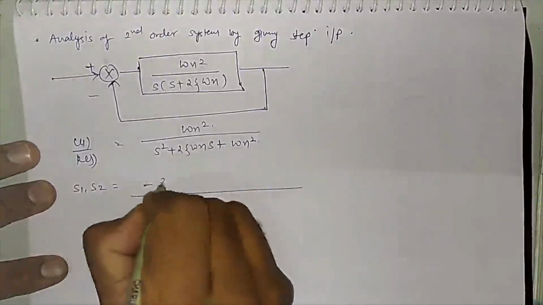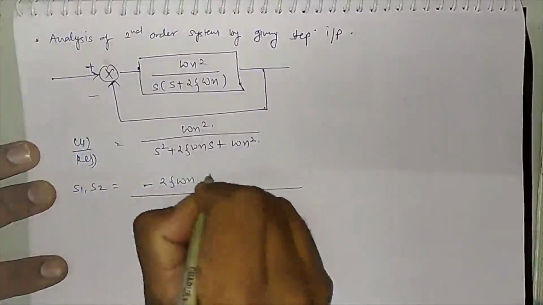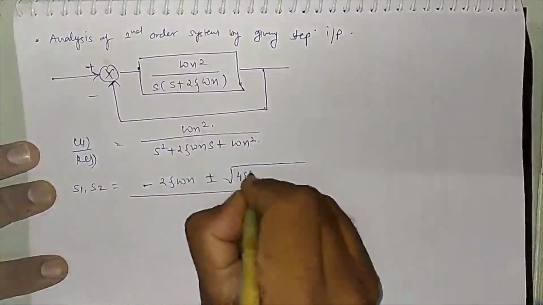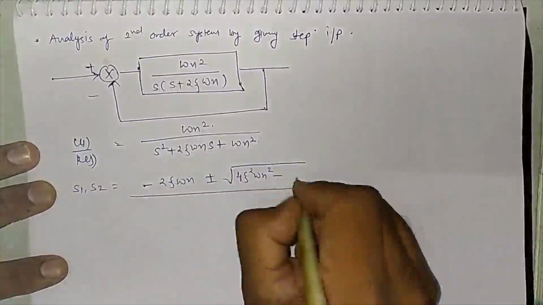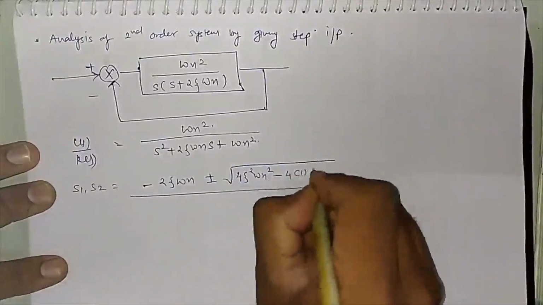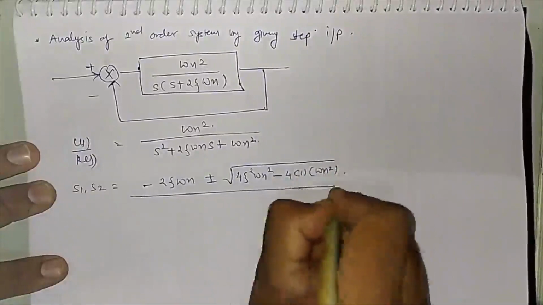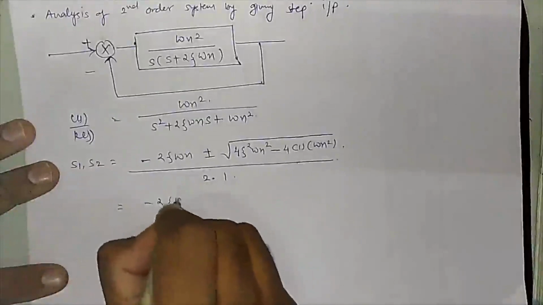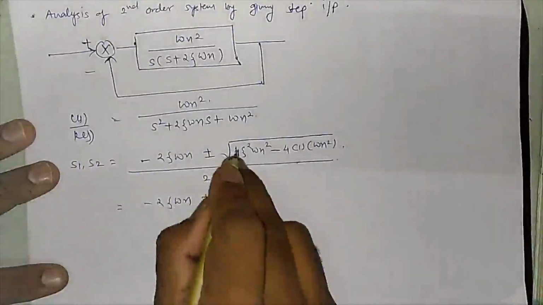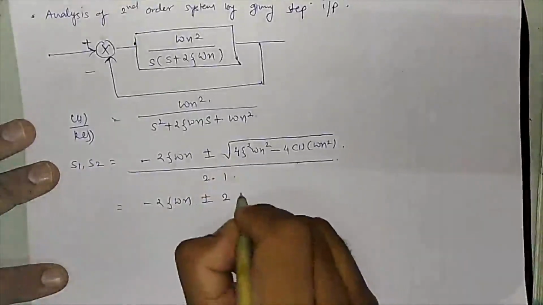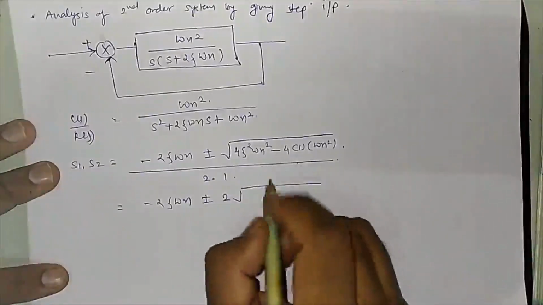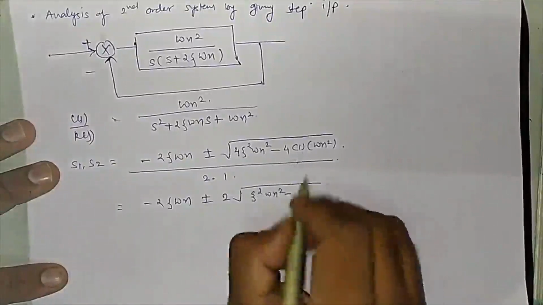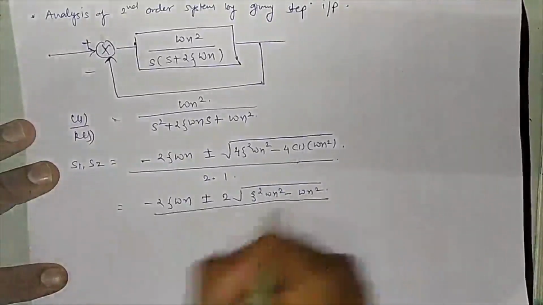So minus b is nothing but 2 into zeta omega n, plus or minus root delta, b square minus 4ac: 4 zeta square omega n square minus 4ac, where a is equal to 1, c is equal to omega n square, divided by 2 into a, which is nothing but 2. Okay, so it will be minus 2 zeta omega n plus or minus 2 under root zeta square omega n square minus omega n square, divided by 2.